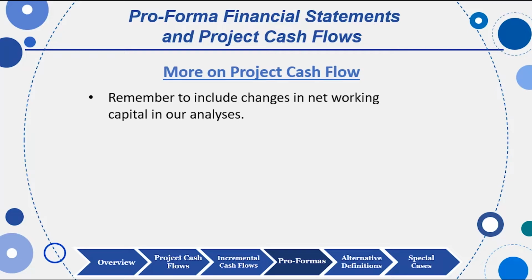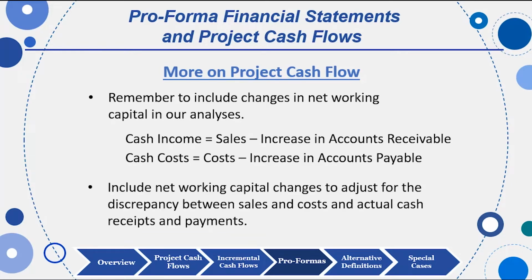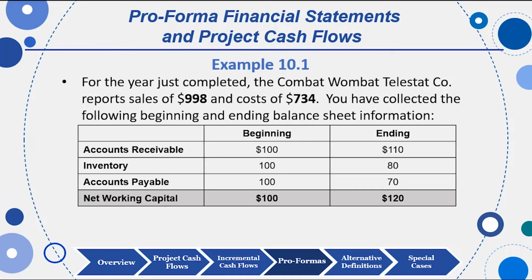Remember to include changes in net working capital, and I want to look at it on a cash basis. So with my sales, I have to subtract any increase in accounts receivable, and with my cost, I have to subtract any increase in accounts payable, because I want to look at this on a cash basis, not just on a total sales and cost basis. So here I'm including net working capital into this decision. My sales in this example, 10.1, are $998. Cost on the P&L will be $734.